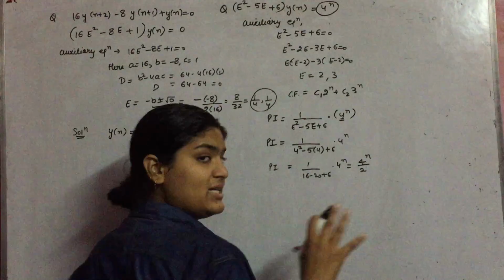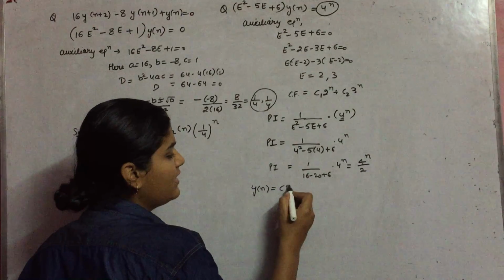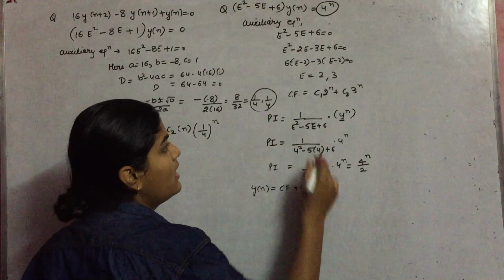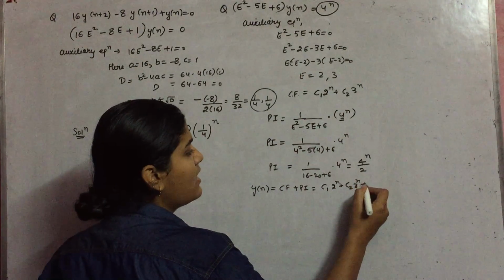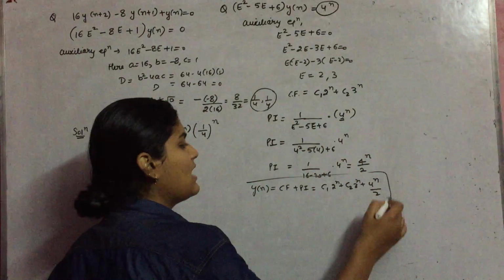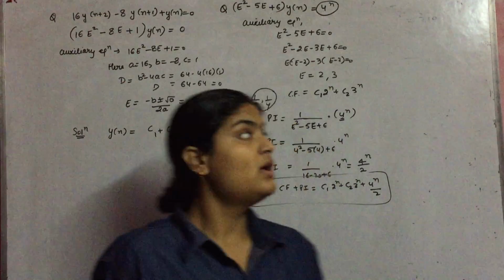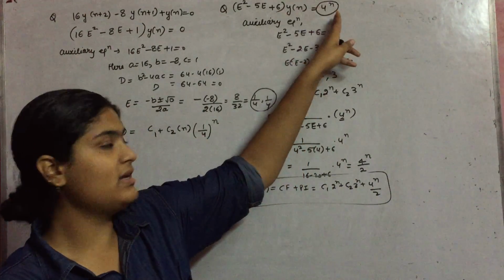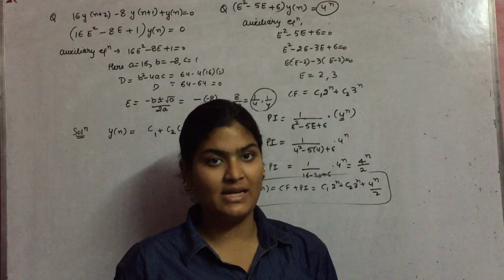So your complete solution will be the complementary function plus the particular integral. The complementary function is c1 2 raised to power n plus c2 3 raised to power n, and 4 raised to power n by 2 is your particular integral. This is how you can solve a non-homogeneous equation. But this is only the case where you have a raised to power n on the right-hand side. There are many other cases which we will discuss in our next video.